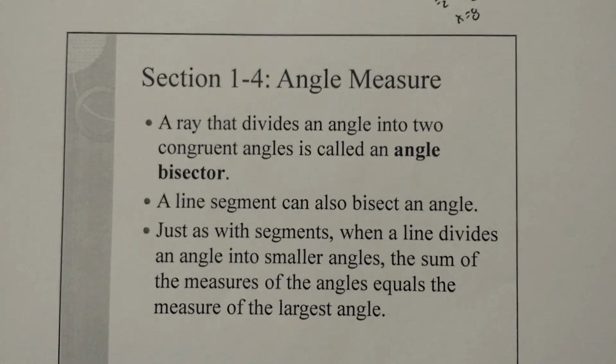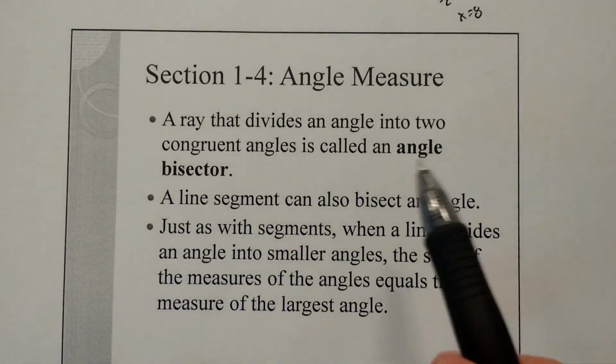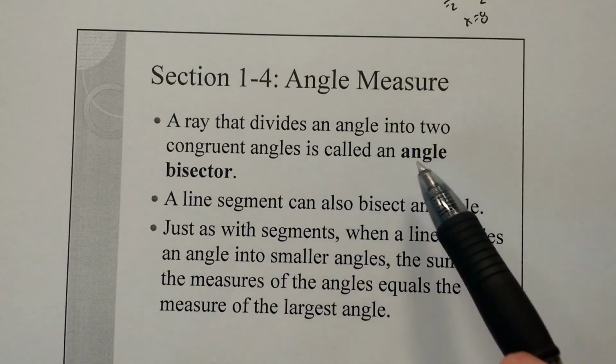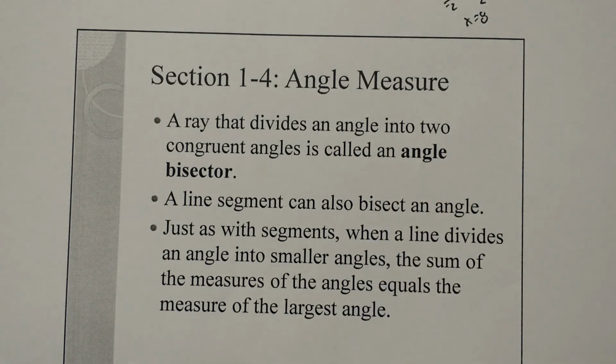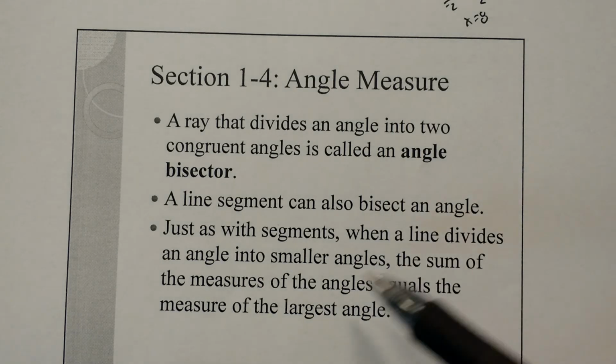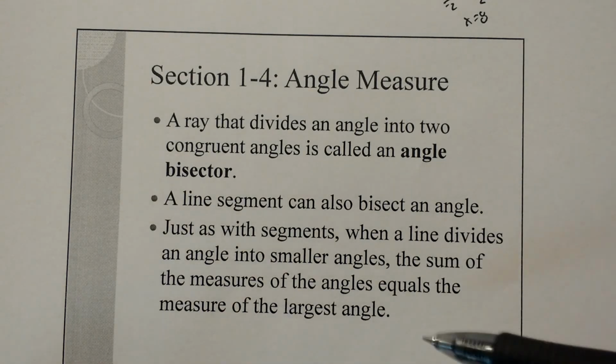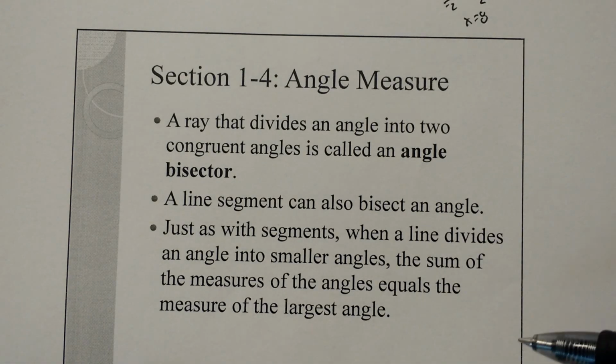And lastly here, angle bisector, just like a segment bisector. Any ray that divides an angle into two congruent angles is called the angle bisector. A segment could also be a bisector. When a ray divides an angle into smaller angles, the sum of the measures of the angles equals the measure of the largest angle. So if you add the two parts together, you get the whole back. And that's the end of the section.